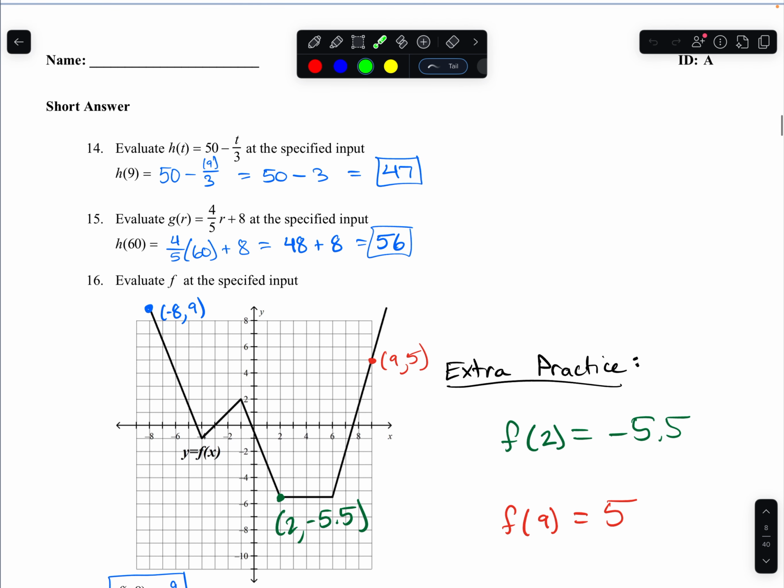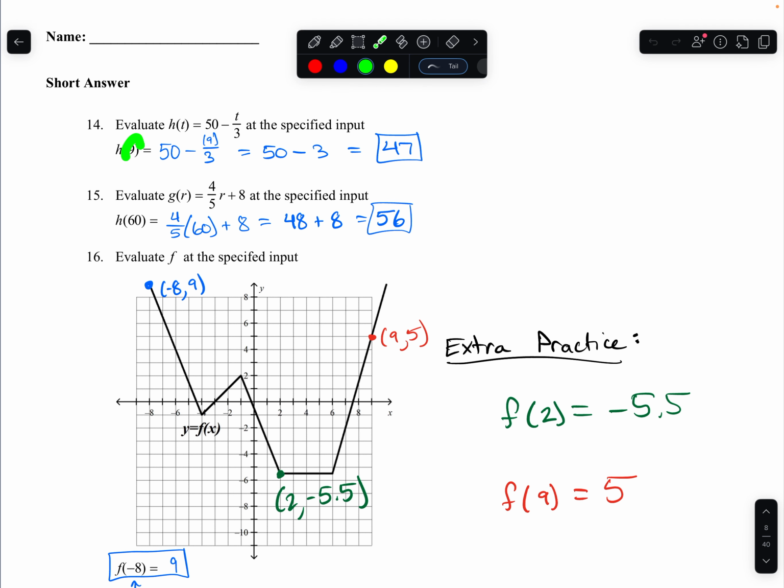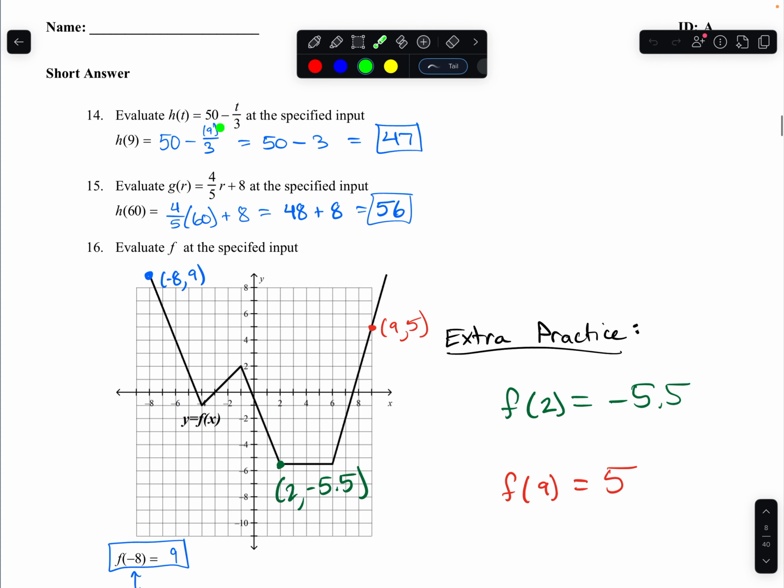Number 14, you are given an input, 9. And you need to evaluate the function. So h of 9 means plug in 9 for t. 50 minus 9 over 3. Well, order of operations says we divide first, and we'll get 3 there. 50 minus 3 is 47. Do the same thing for 15. Plug in 60 in for r, and you should get 58 as the output.